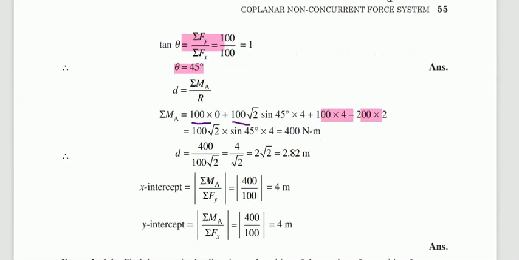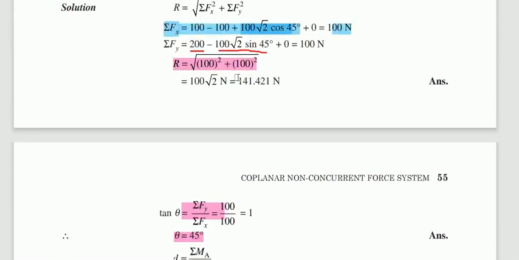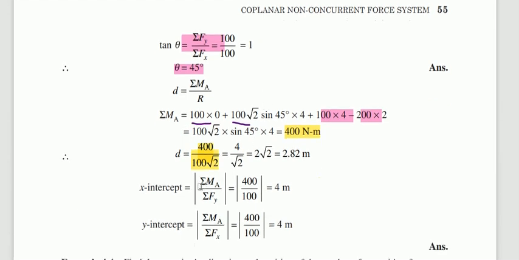Our moment is how much? 400, and the unit is important, Newton meter. D is equal to summation of moment divided by R. The resultant is, whatever resultant value you have, that is 100 root 2 or 141.42. The x intercept, summation of M divided by Fy, is 100 divided by 100, and the y intercept, summation of M divided by Fx, is 100, that is 4 meter.